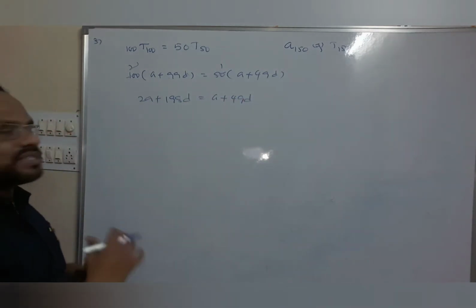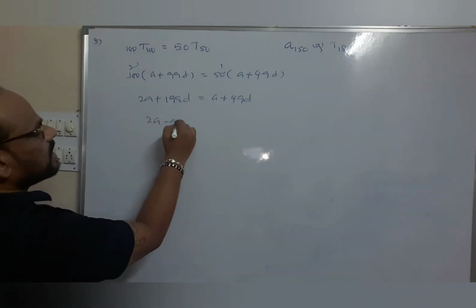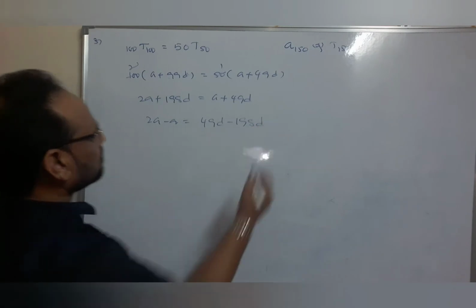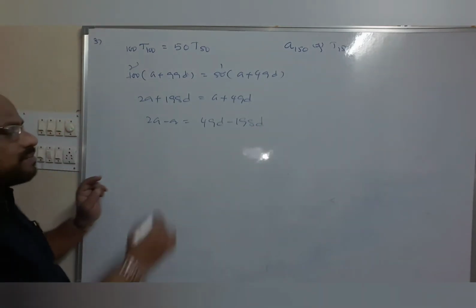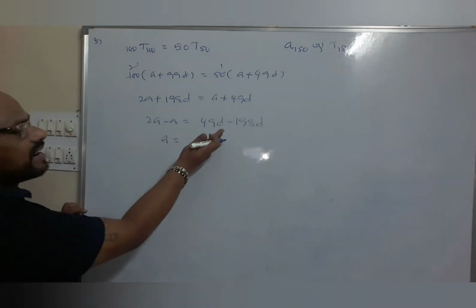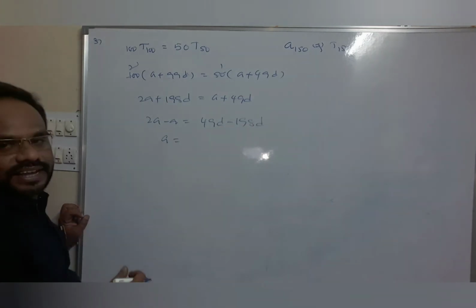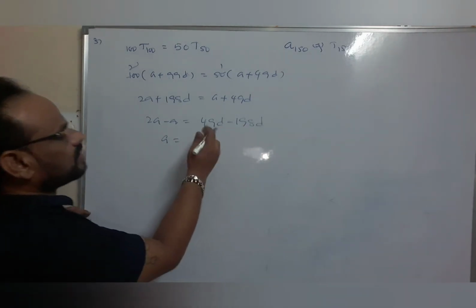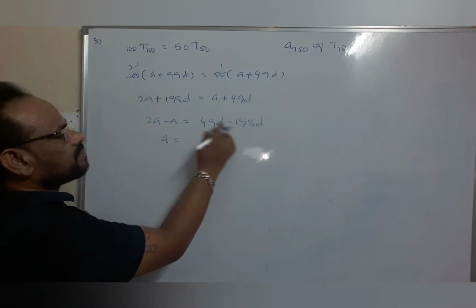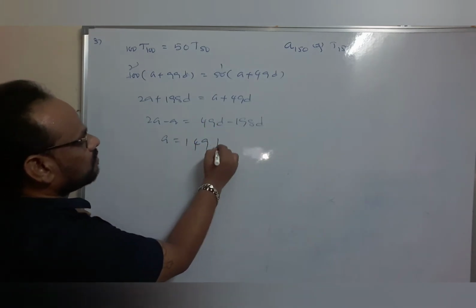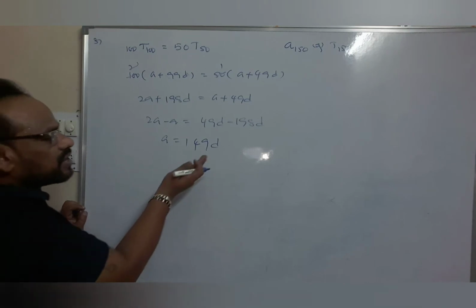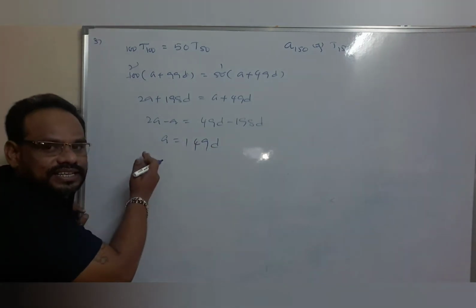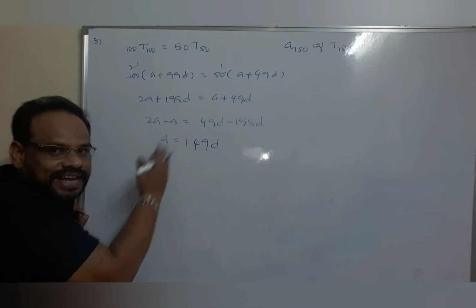If you transpose like terms, 2A minus A is equal to 49D minus 198D. 2A minus A is nothing but A. 49 minus 198: 18 minus 9, 9 only. Next, 8 minus 4, 4, 1, 149D. If you transpose plus 149D from RHS to LHS, plus quantity becomes minus quantity.